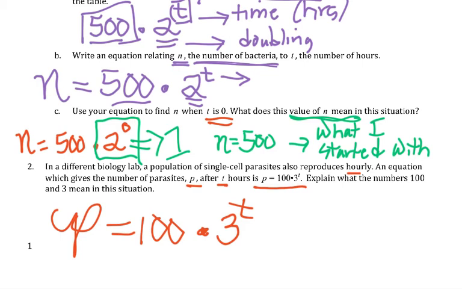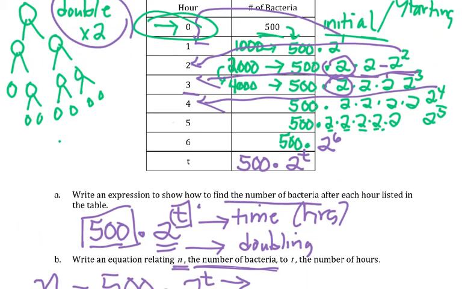So we need to do some explaining here. It says, explain what 100 and 3 mean in this equation. So think about it. I'm going to go back up to the table. Remember when we wrote this equation right here? 500 came where? Right here, at the initial amount. Notice the 2 was because I was doubling the bacteria. And T was simply the time.